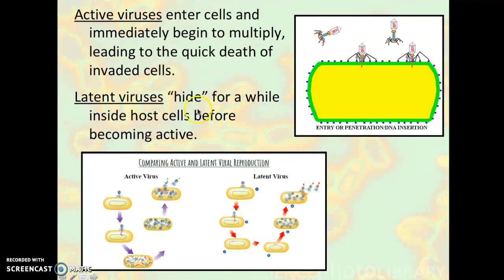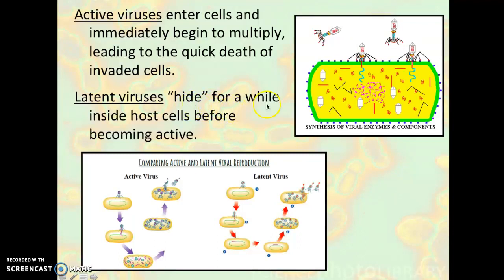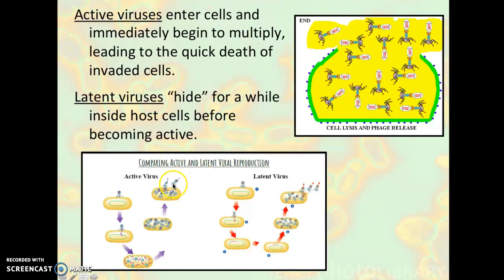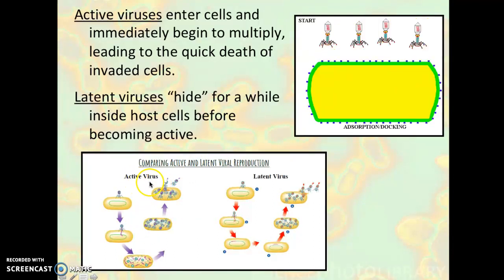Latent viruses are a little bit different. So you can think of them hiding or being dormant for a while inside the host cells before becoming active. So down there at the bottom of your paper, you have two diagrams that are comparing the active virus versus the latent virus. And there's a little box under each to kind of summarize what's happening. So I'm going to talk about that, and you can sort of write the summary of what's going on.